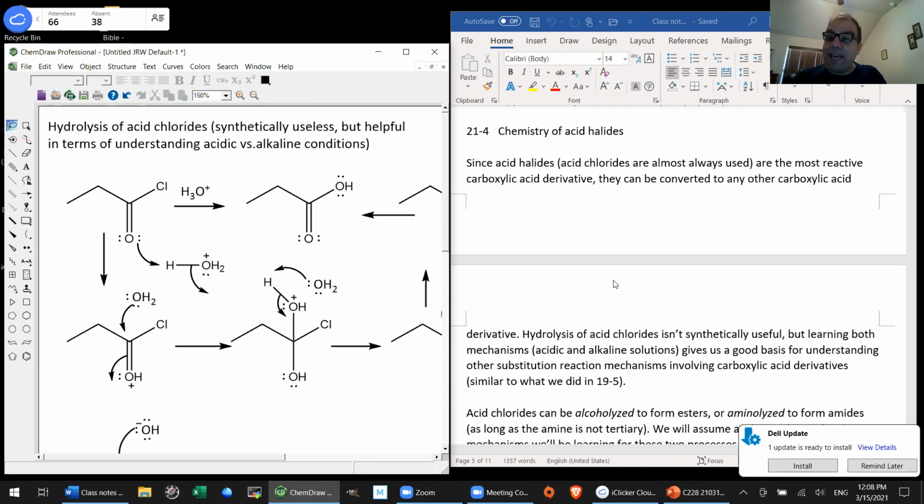just to get us used to thinking about how mechanisms look under those two sets of circumstances. So same thing here. So what I've done over here is I've taken propanoyl chloride or propionyl chloride, you can call it either. That's the acid chloride of propanoic acid or propionic acid. And of course, if one were to treat this with aqueous acid, you would get propionic acid as the product. So we're looking first at what this mechanism would look like under acidic conditions.